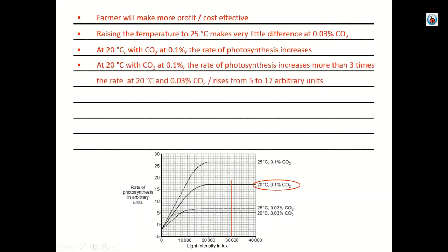Now, although 25 degrees Celsius gives a higher rate of photosynthesis, the negative of this is the cost of heating is not economical, because to raise the temperature from 20 to 25 degrees Celsius, it would cost money. Finally, as we can see, extra light does not increase the rate of photosynthesis. Daylight is 30,000 lux. So if you add extra light, you're not going to increase the rate of photosynthesis, because we can see we're in the leveling off portion of the graphs.